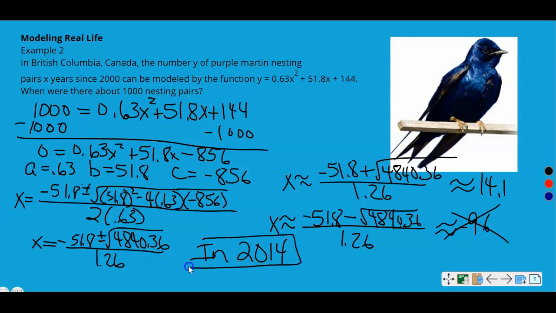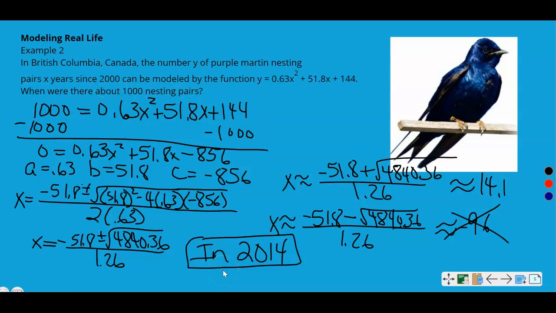All right, so again, you could take this number here and plug it into the equation and see if it does in fact equal the 1,000. It's always good to plug that number in and check it. You also could take your calculator and plug this in as a system of equations. So you could plug in y equals 1,000, and then you could plug in y equals 0.63x squared plus 51.8x plus 144, and you could find the intersection point of those two. It should be right around 14.1. And again, remember, that is in years since the year 2000.